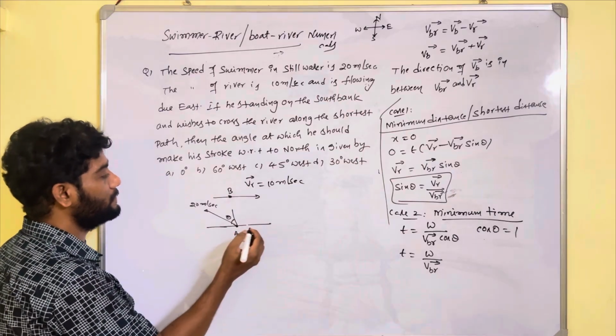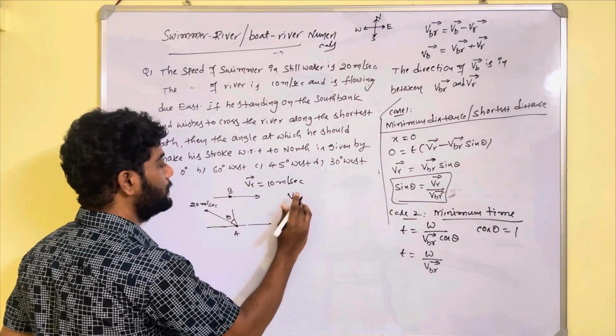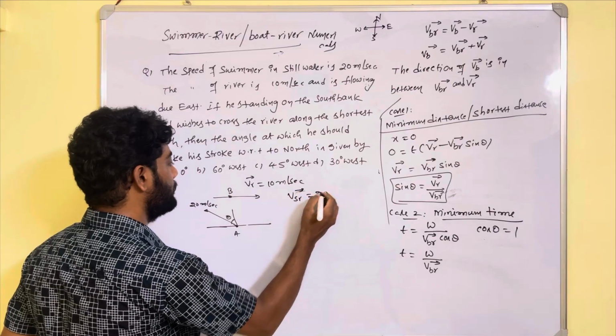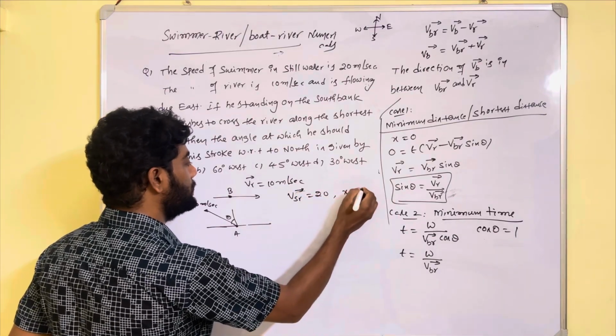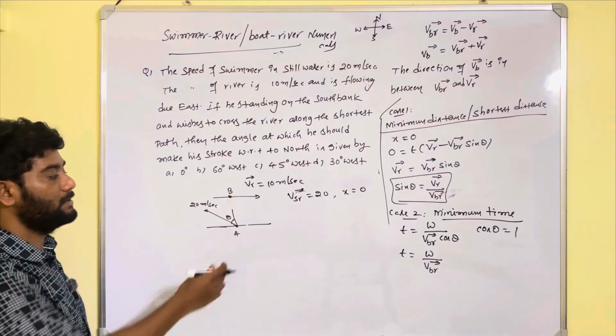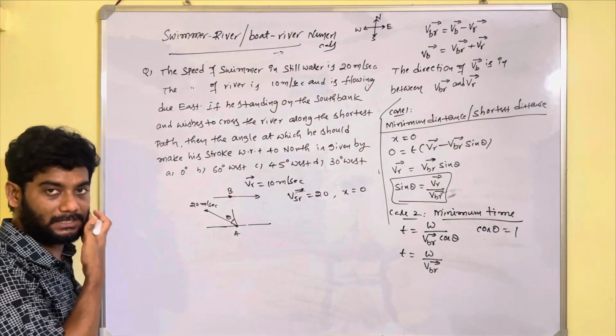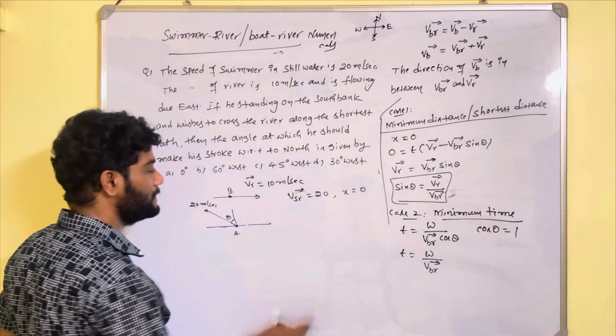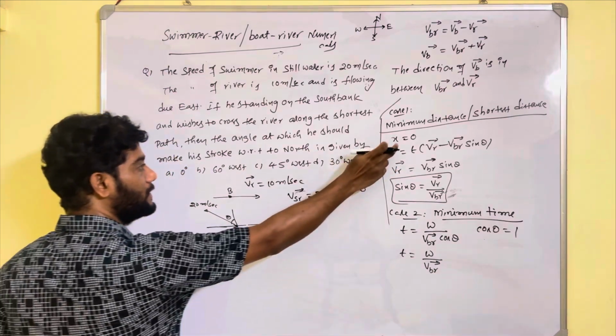So what was given to us? The velocity of the boat, or velocity of the swimmer with respect to the river, is given as 20, and the drift x value is given as 0. What angle will be asked here? Now, minimum distance means drift 0, which means x value is 0.